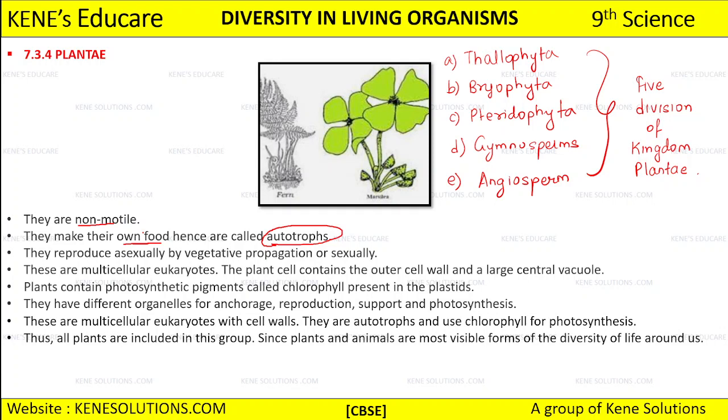Now these plants reproduce. How do the plants reproduce? Asexually, by vegetative propagation, or they can reproduce sexually as well. So if plants are reproducing asexually, then that asexual reproduction is going to be by vegetative propagation, or they can even reproduce sexually as well. So these are multicellular eukaryotes.